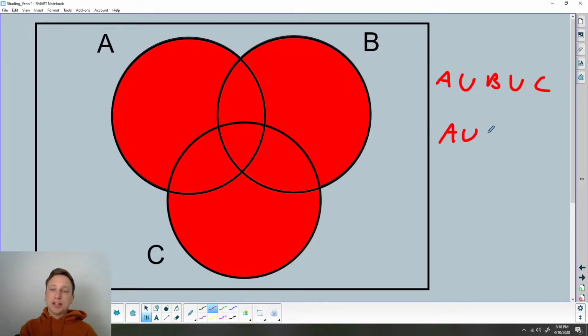Sometimes we put parentheses around and say, well, this is A union B. And then at the same time, I can union that with C. This would be like a set in itself, or we can just go through and do it this way. The notation isn't super important in this case because we're just combining sets.